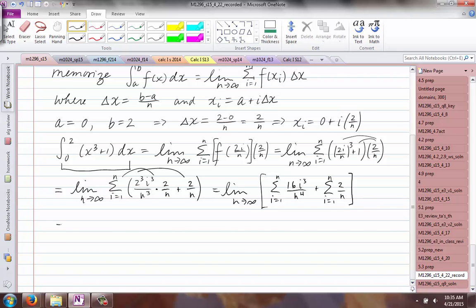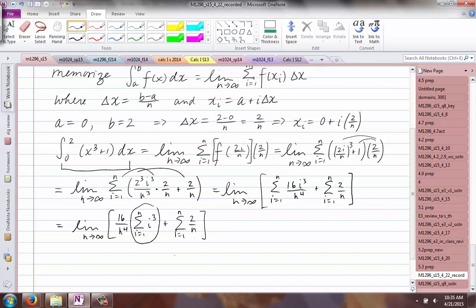And so I can pull it out of that sum, and I'm going to do that. So 16 over n to the fourth, the sum of i cubed, plus, and then the second sum, what I have is just a constant. In other words, there's no i in there, and that's what the sum depends on.